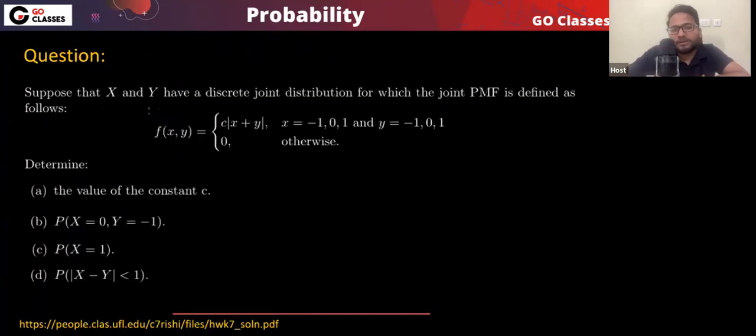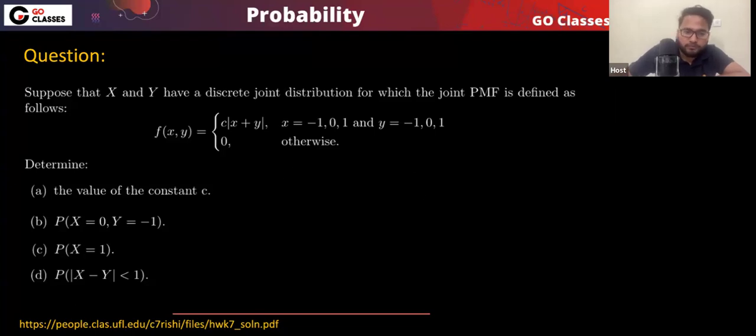Now let's solve this. Suppose that x and y have discrete joint distribution. The joint PMF is given like this. X can range over -1, 0, and 1, and similarly y. Now they're asking what is the value of this constant c.